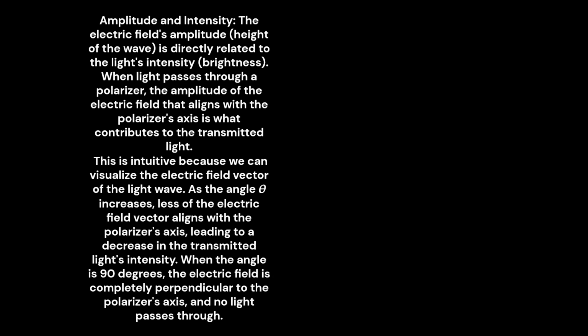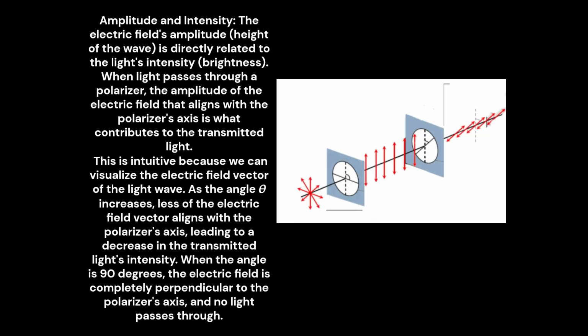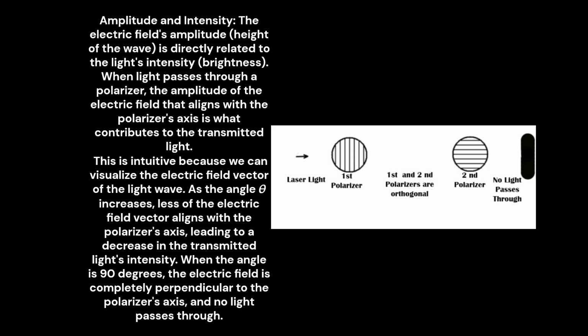Amplitude and intensity. The electric field's amplitude, the height of the wave, is directly related to the light's intensity, its brightness. When light passes through a polarizer, the amplitude of the electric field that aligns with the polarizer's axis is what contributes to the transmitted light. This is intuitive because we can visualize the electric field vector of the light wave. As the angle increases, less of the electric field vector aligns with the polarizer's axis, leading to a decrease in the transmitted light's intensity. When the angle is 90 degrees, the electric field is completely perpendicular to the polarizer's axis, and no light passes through.